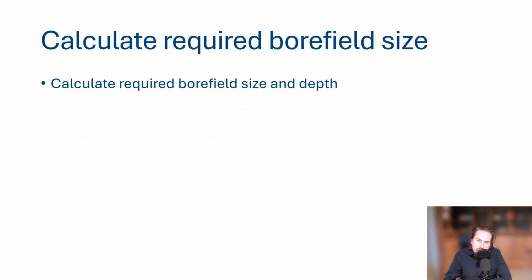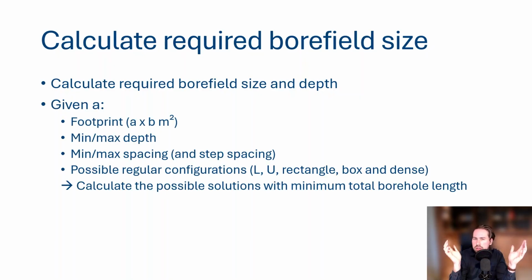So today I'm really happy to launch and publish this new method for all GHG2 users and all licenses, to automatically simulate and calculate the required size and borehole depth. The idea is that you start with a certain footprint, the area you have available, and you specify your minimum and maximum allowed depth, where the optimization should stay within, as well as your minimum and maximum borehole spacing.